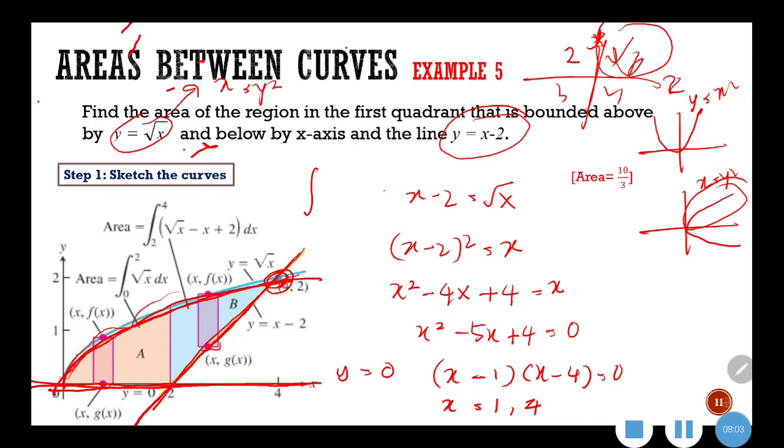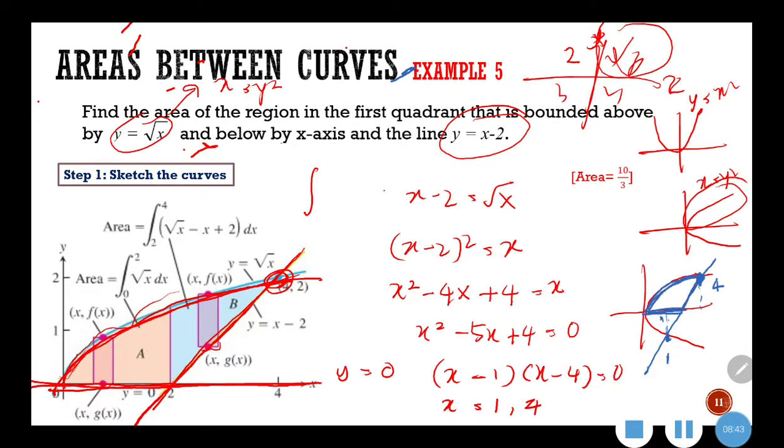So maknanya graph ni, saya draw balik. The graph is actually like this, kan. Tapi kita just consider untuk soalan ni in the first quadrant. And then we have the line y equals x minus 2, dia macam ni. So, the intersection point tu maknanya there are two. Satu dekat sini, this is x equals 4. Another one is here, which is out of our consideration. This is x equals 1, because our consideration is in the first quadrant only.